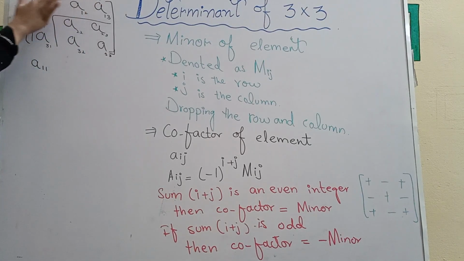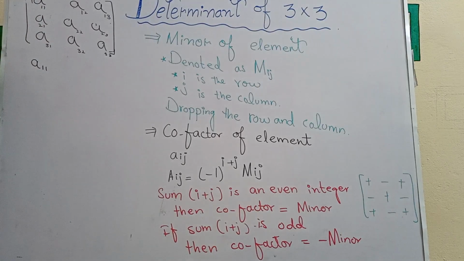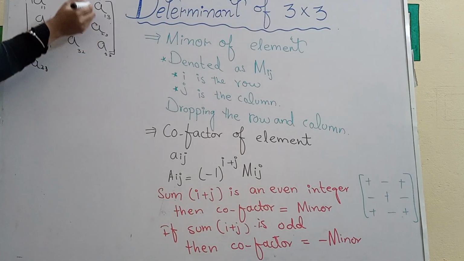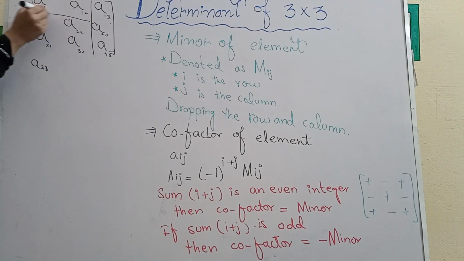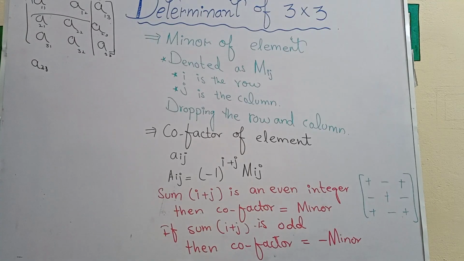Let's take another example. Suppose I have to take the minor of 2 3, that means second row and third column. So I have to exclude that column along with that row, and the rest of the elements remain. In this way, we are going to calculate the minor of a matrix. Or let's take an example.